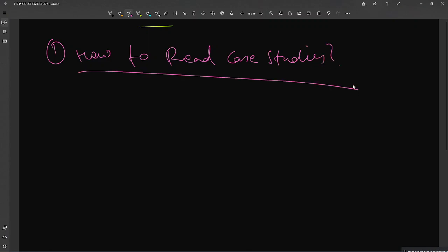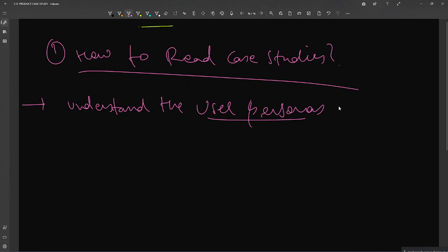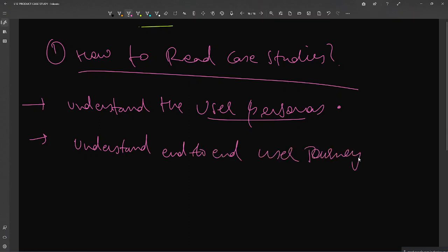Let me tell you now how to read the case studies. This is the question you should have asked me before. Understand the user personas. Does everyone understand how to read these user personas? Yes. Understand the end to end user journey.